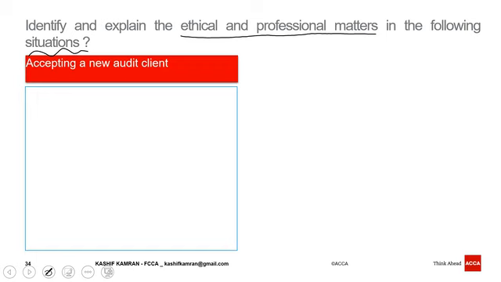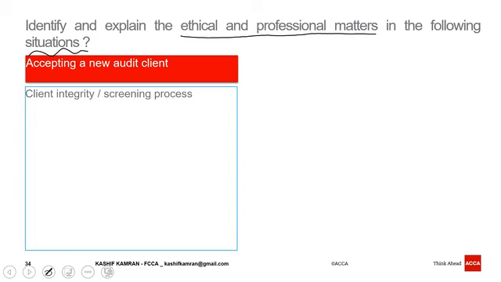Accepting a new client. Suppose you are accepting a new client and the question asks, identify and explain the ethical and professional matters. Now, when you're accepting a new client, you need to conduct proper diligence of the new client in which you need to consider the ethical and professional matters. When you're accepting a new client, you should first consider the client integrity, or you should first do a screening process. You should ensure that the client you are accepting is a good client. The client you are accepting is not a bad client.